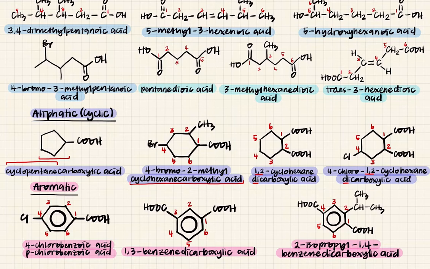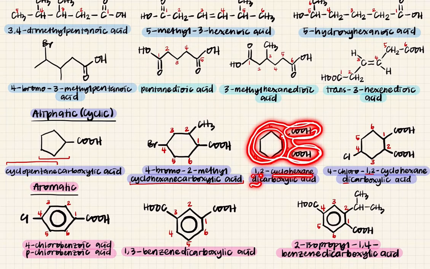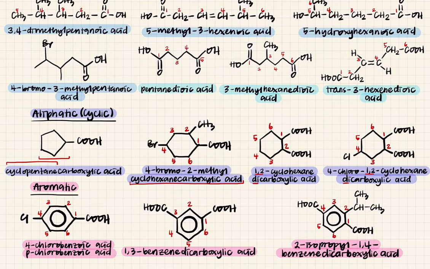If you have a ring with 2 carboxyl groups, it will be dicarboxylic acid. As usual, here there are no other substituents. So the name will be 1,2 to tell the positions of your carboxyl groups. Cyclohexane dicarboxylic acid. When you add a substituent as usual, and if you don't have this, it will be the same as the previous one. 1,2 cyclohexane dicarboxylic acid. When you have Cl, it will be 4 chloro and so on.